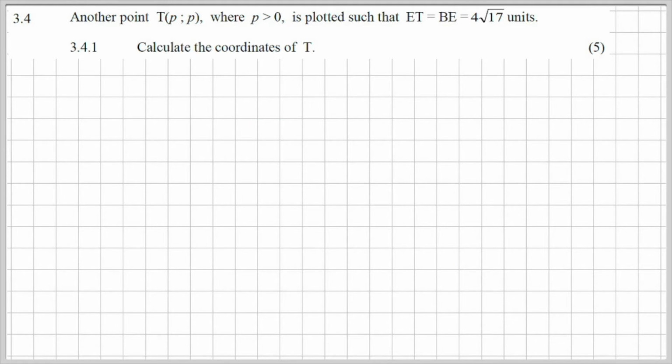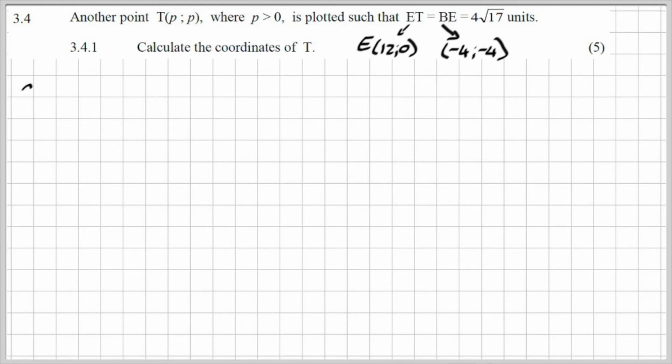So it says another point T is given such that ET, and remember E is the set of coordinates (12, 0), and B is the set of coordinates (-4, -4). Remember, we got that in question 3.1 or 3.2 already, okay? And they tell me it is 4 root 17 units. So automatically I'm thinking it has to be distance formula. Why? Because they tell me there's a distance involved.